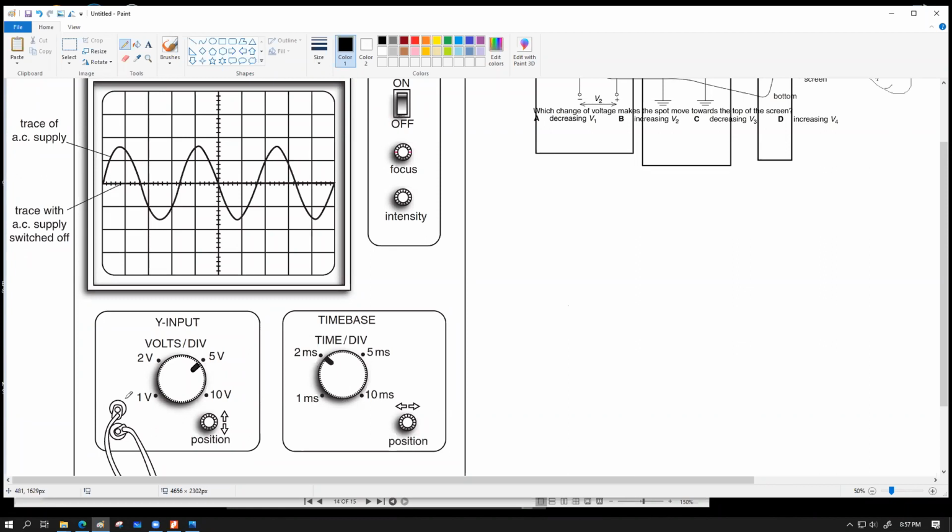Now, one thing I would like to draw your attention to is that here they have not mentioned the time base at all. They have only mentioned that this AC supply has a frequency of 50 hertz.